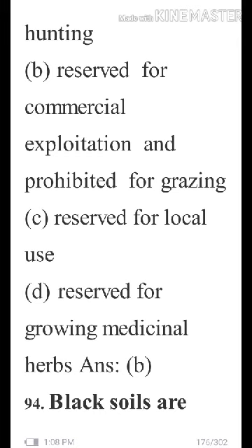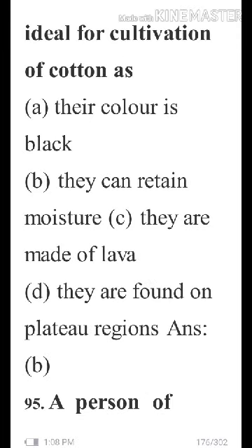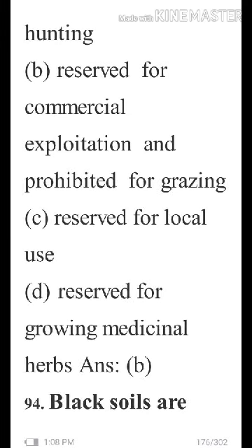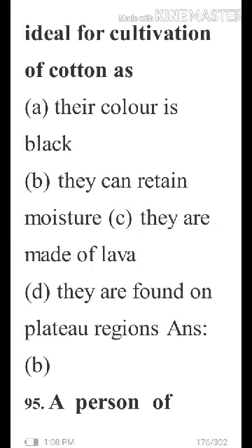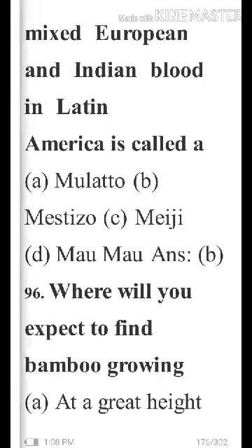Okay, next, black soils are ideal for cultivation of cotton as they can retain more moisture. People use black soil mostly to cultivate cotton. A person of mixed European and Indian blood in Latin America is called a mestizo.